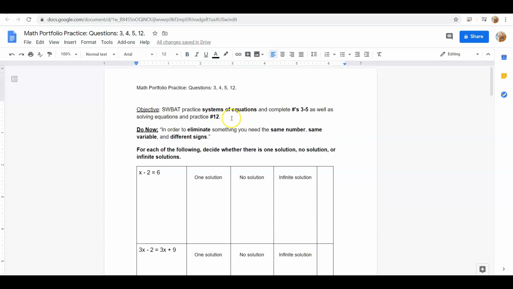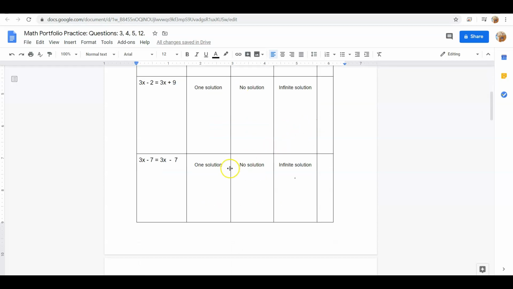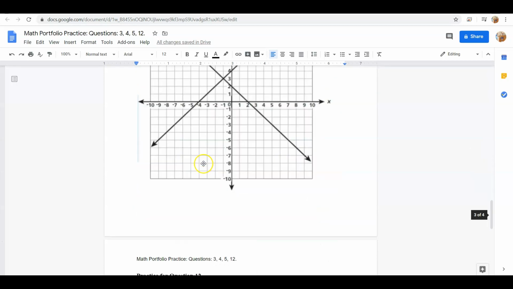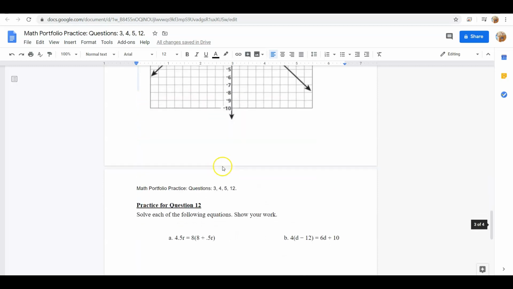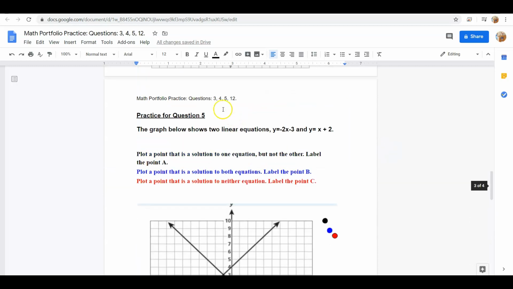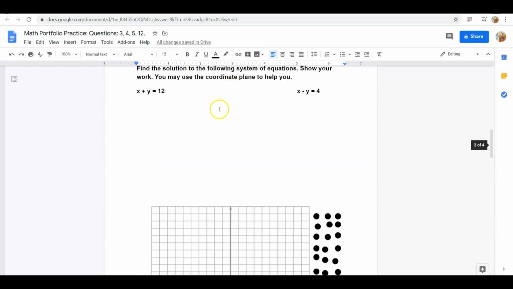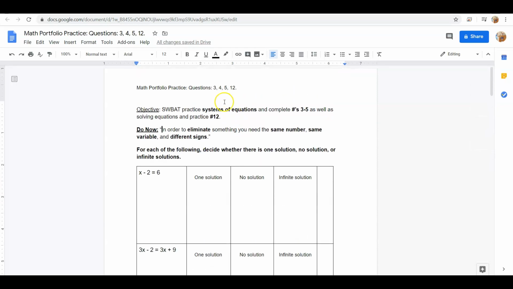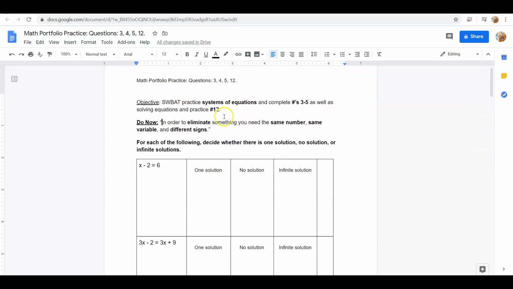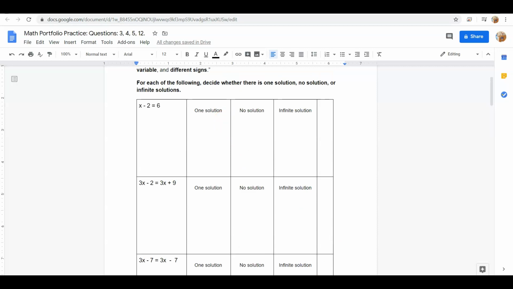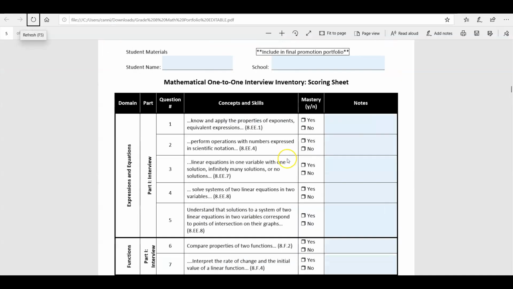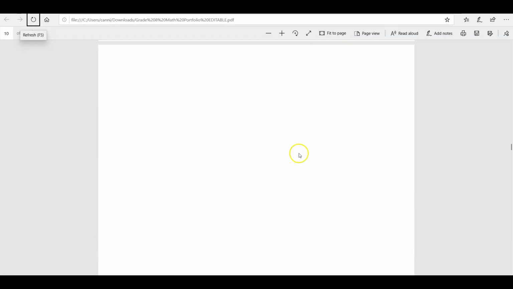So let's use this definition of systems of equations to help us solve these portfolio practice questions. I will explain these questions as I run through it, but I'm just giving you a quick scrolling guide of what you should expect to see. I also have the portfolio here for you to see.